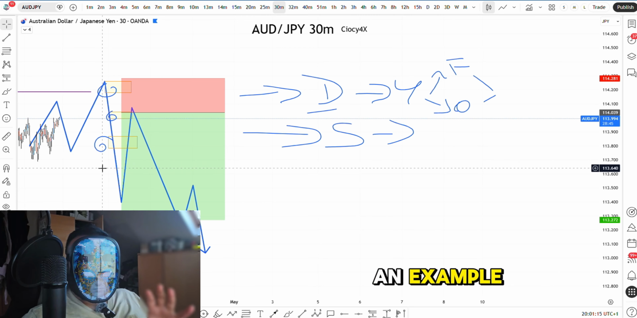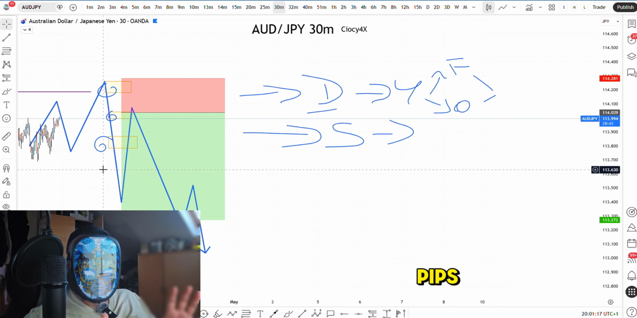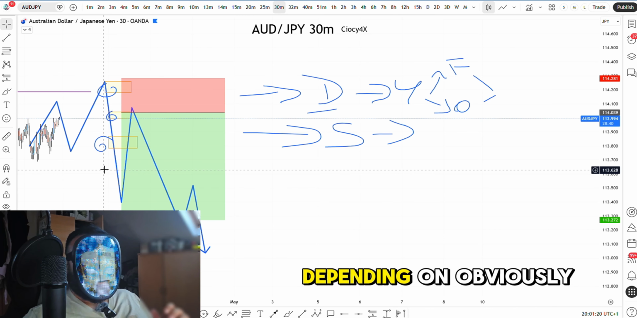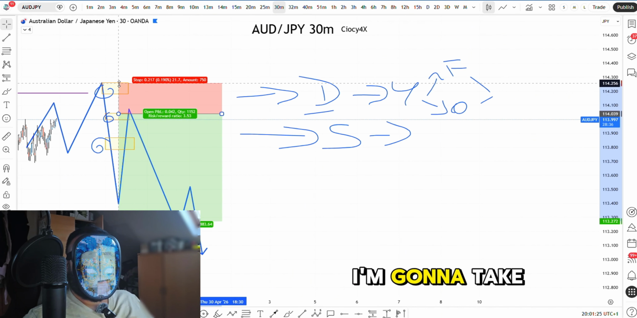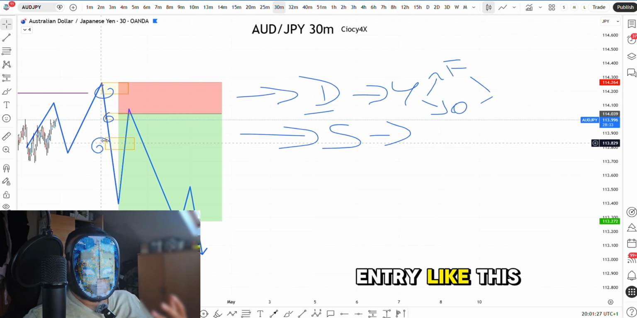Now, to give an example, some people use the rule of the 5 pips. What do you mean by 5 pips? Or maybe 10 pips, depending on obviously the range and the time frame. But for example, if you say to yourself, okay, I'm going to take every time I get a setup or entry like this, that is what I'm doing.